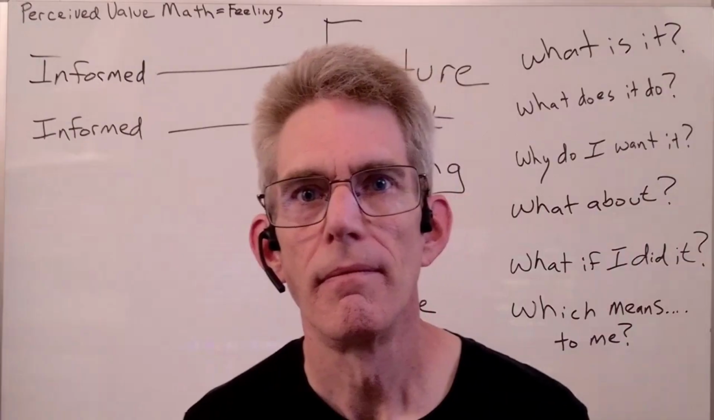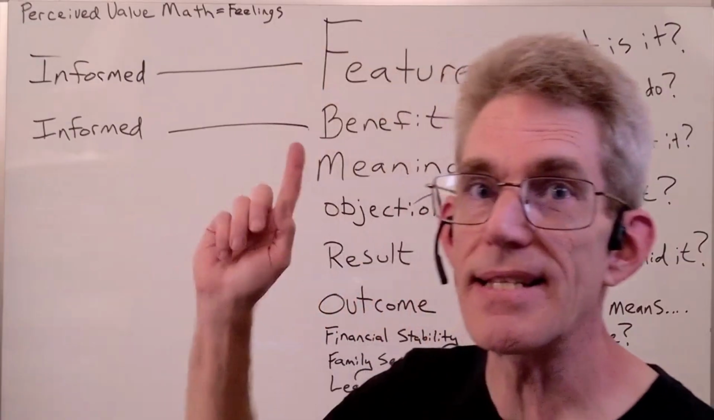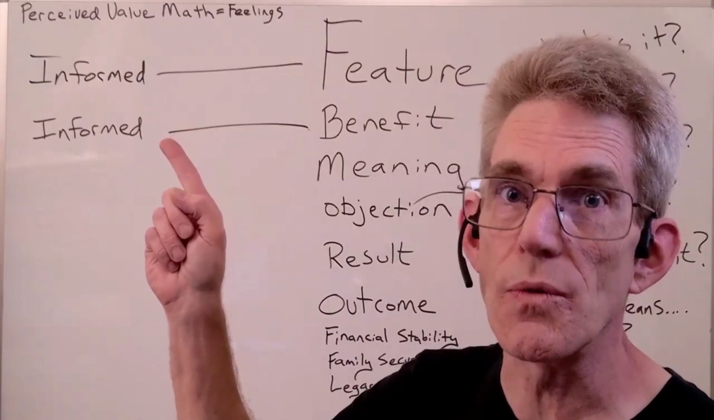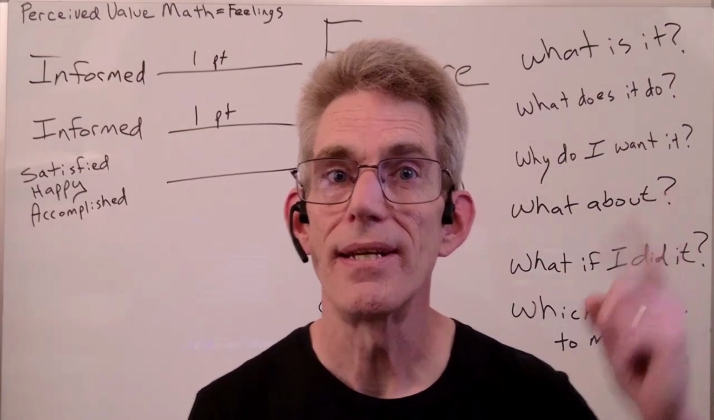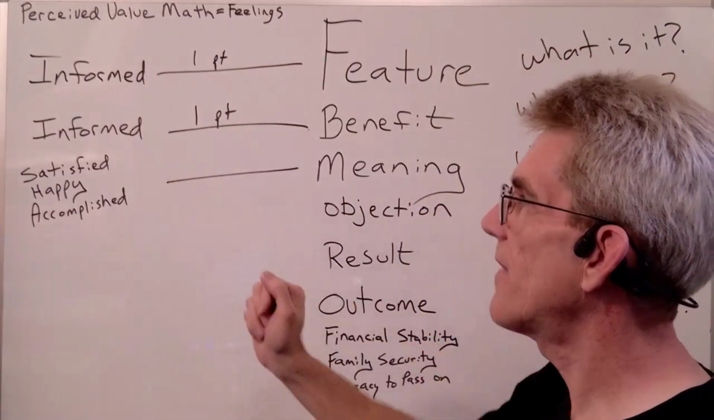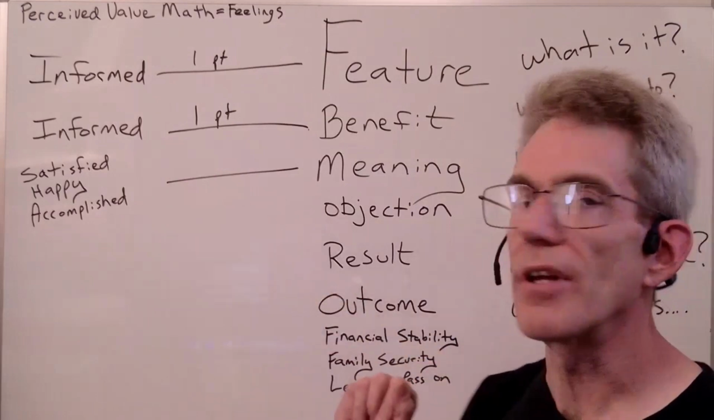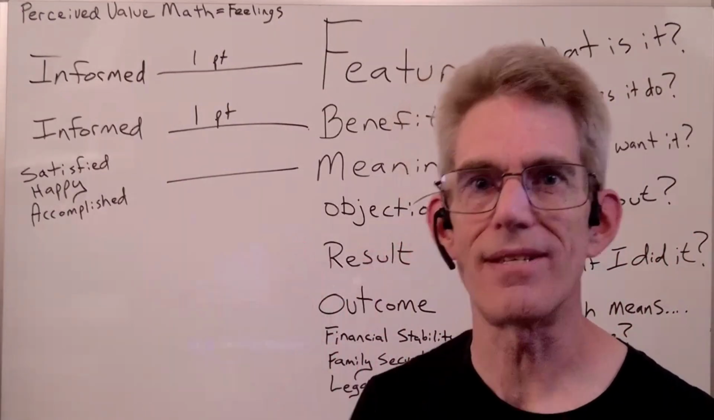Okay, thanks. Score 1. But it's level 2. That's right, but guess what? It's informed. That only scores 1. Now, when we answer, why do I want it? Well, that means that you're going to become satisfied, you're going to be happy, and you're going to feel accomplished. Now we've scored 2 points.